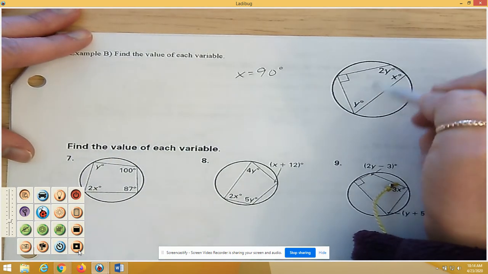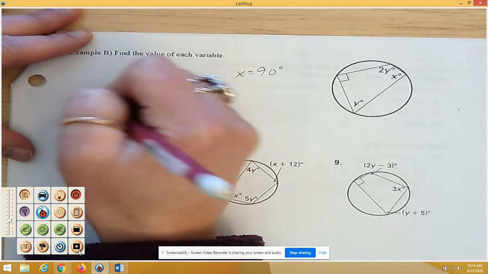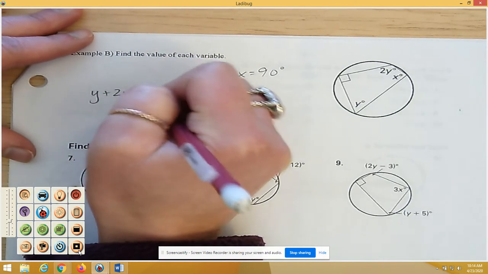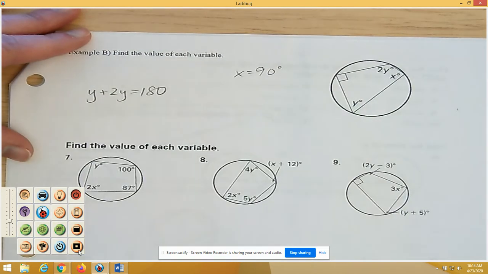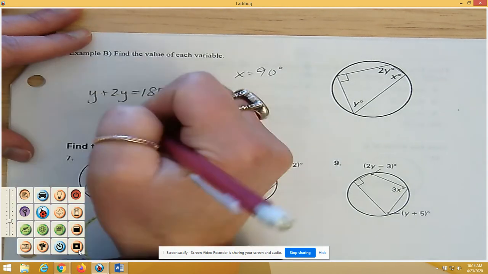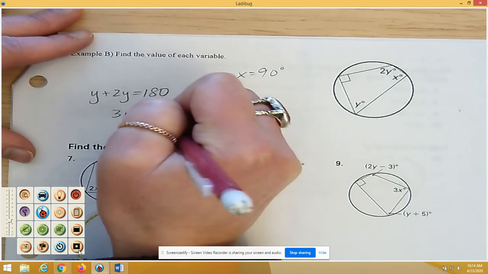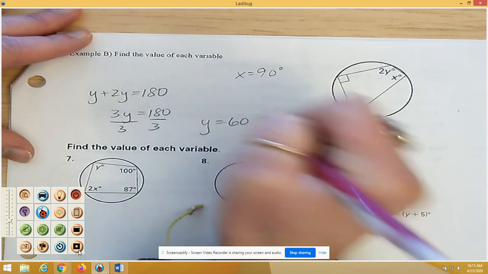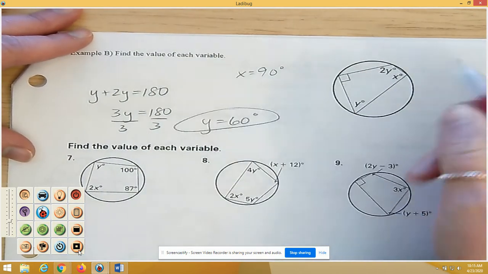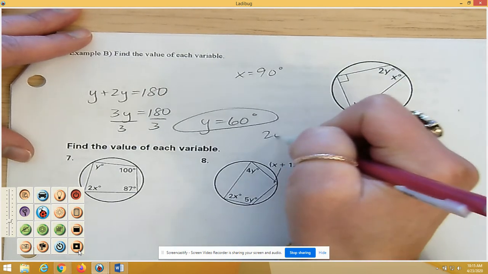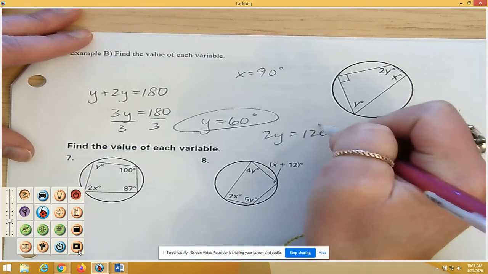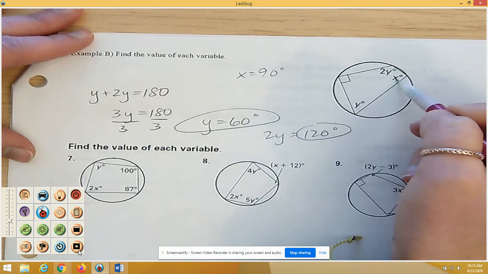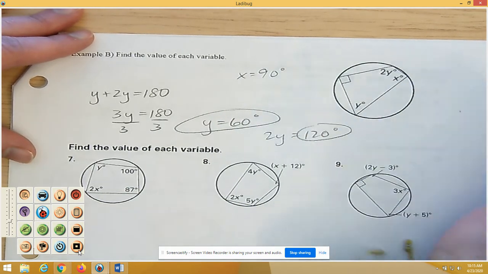These 2 angles have to be supplementary. So I'm going to say Y plus 2Y equals 180. Therefore, 3y equals 180. I'm going to divide each side by 3. I'm going to get y equals 60 degrees. So this is going to be 60 degrees, and then the other angle would be 120 degrees. So 90, 90, and then 60 and 120.